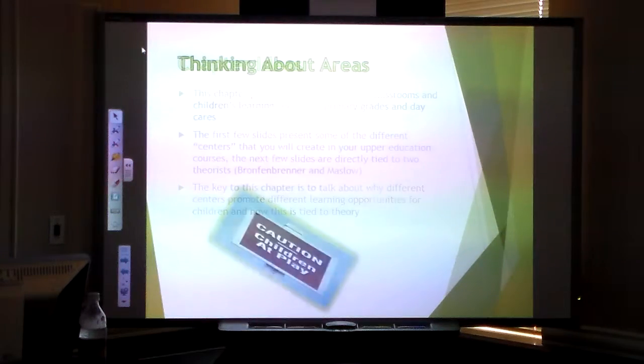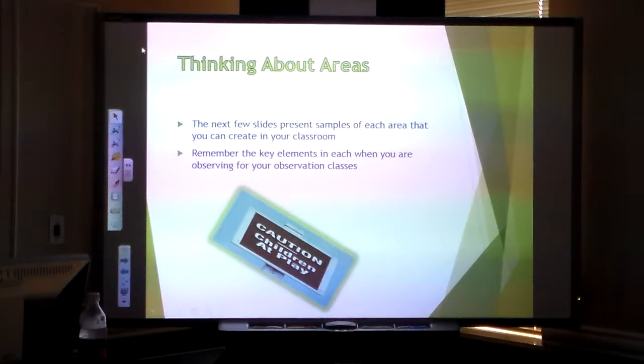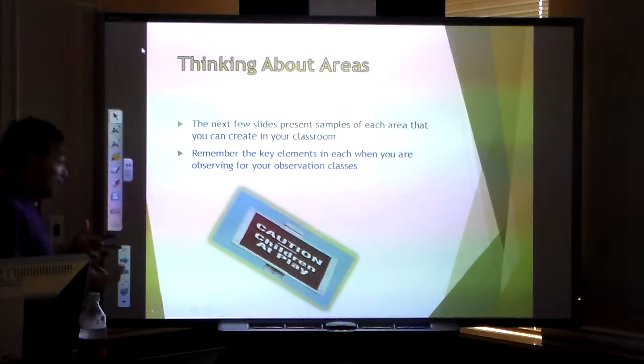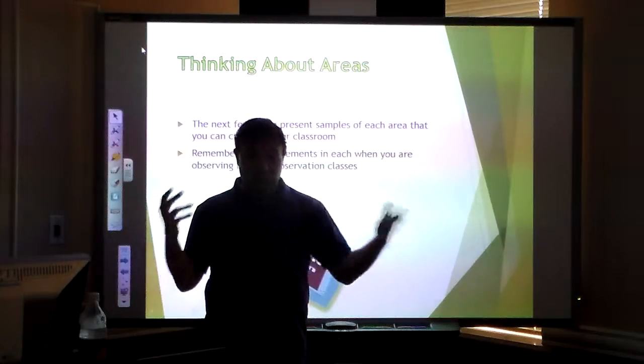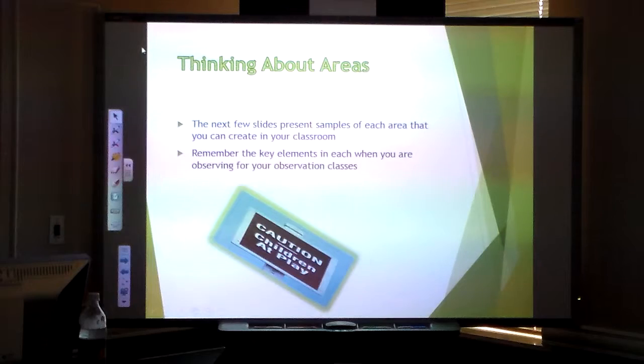That's something that I think might help you, and it might make for an interesting topic to look over. As I note, the next few slides really go over samples of each area that you can create in your classroom. Remember, we're going to be thinking in terms of an all-inclusive classroom, meaning you have control over what the art center and the literacy center look like, and for the sake of this, pretend that you're in a big school district where you actually have room. Some of you will be, some of you won't. But try to remember each of these elements when you're observing for your observation class, and also when you're doing your field methods.